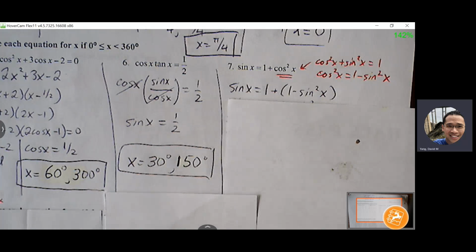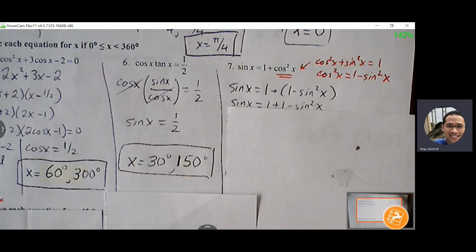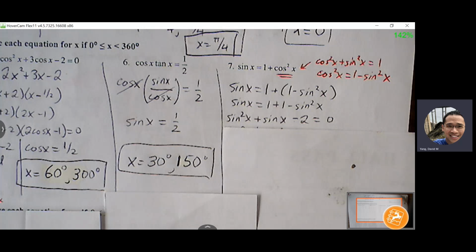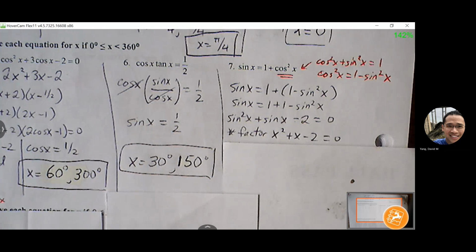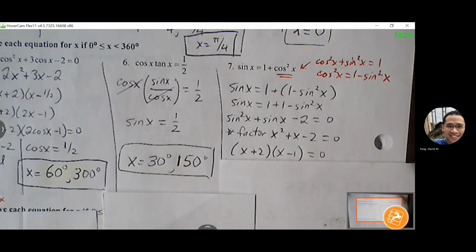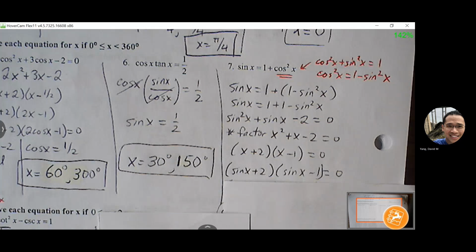Okay, I would like to get rid of the parentheses and move everything over to one side. And now we can think in terms of factoring, right? Multiplies to be negative 2, adds up to be 1. 2 and negative 1. Bring sine back into your expression and then look for your x values.